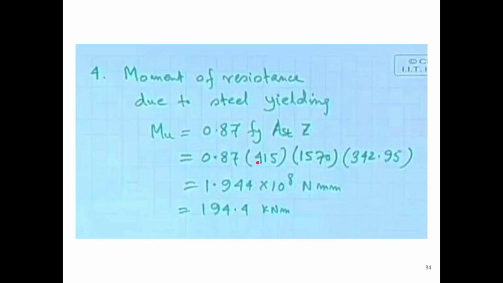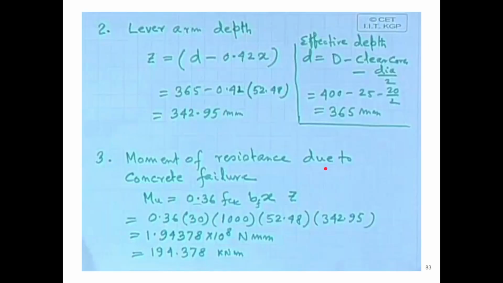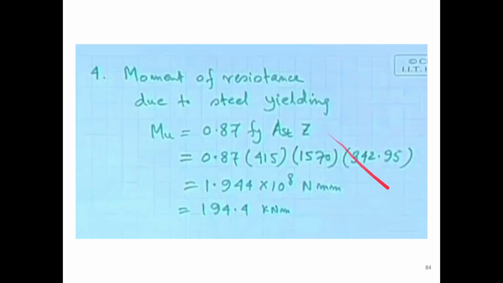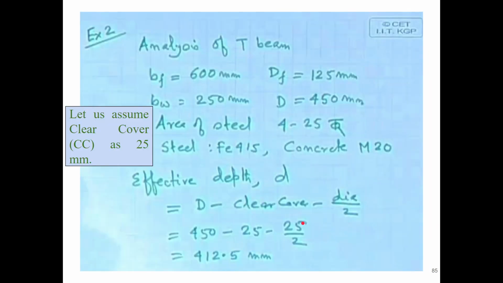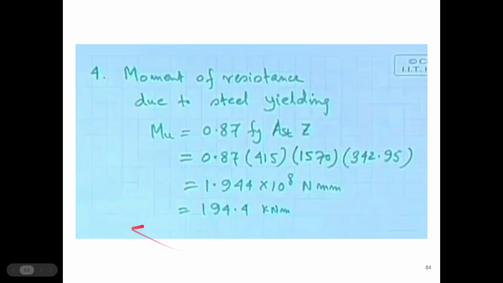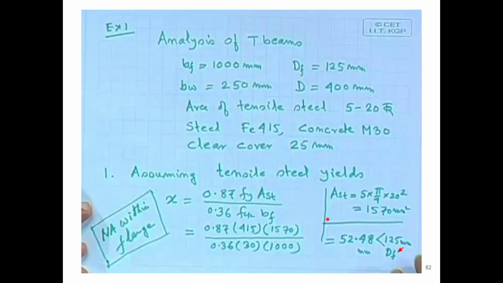Okay, so that is from concrete failure, and from steel failure, it is 0.87 Fy Ast Z, as we know. So it is equal to 0.87 into 415 into 1570 into 342.95. Okay, so it comes to be 194.4 kilonewton meter. So almost both are same, from both sides it is almost same, right?